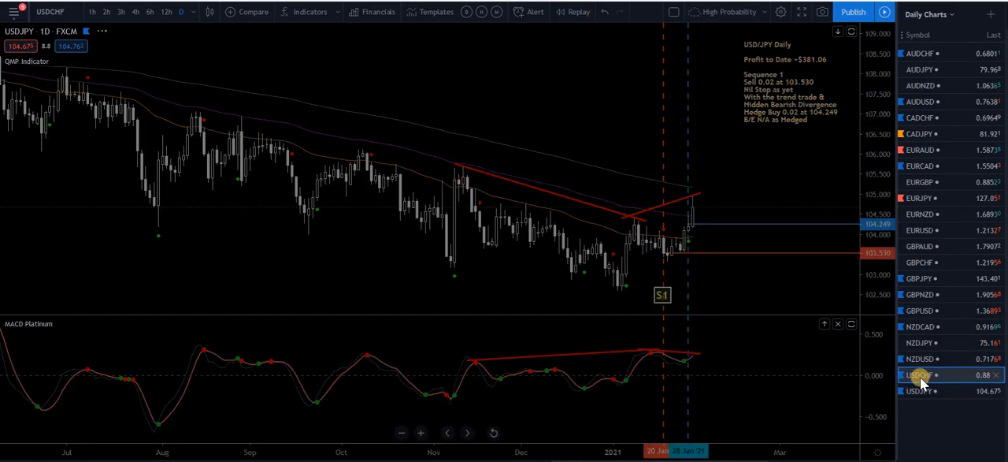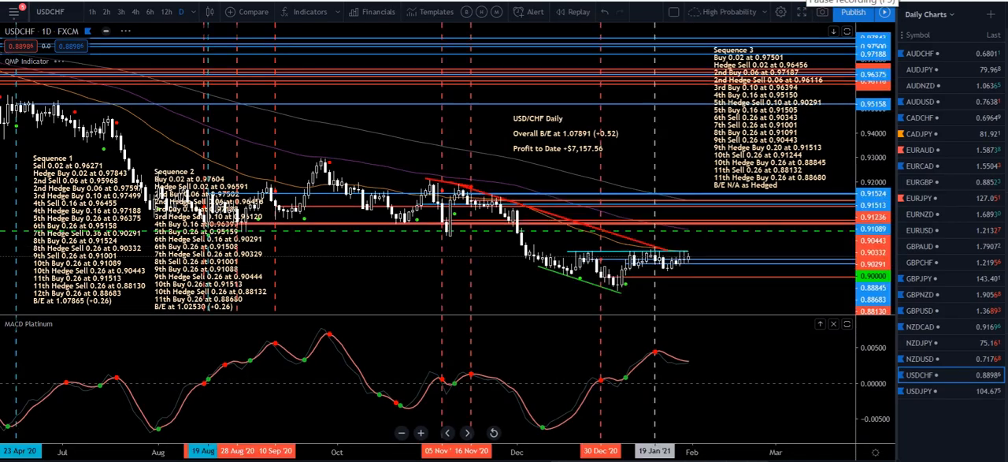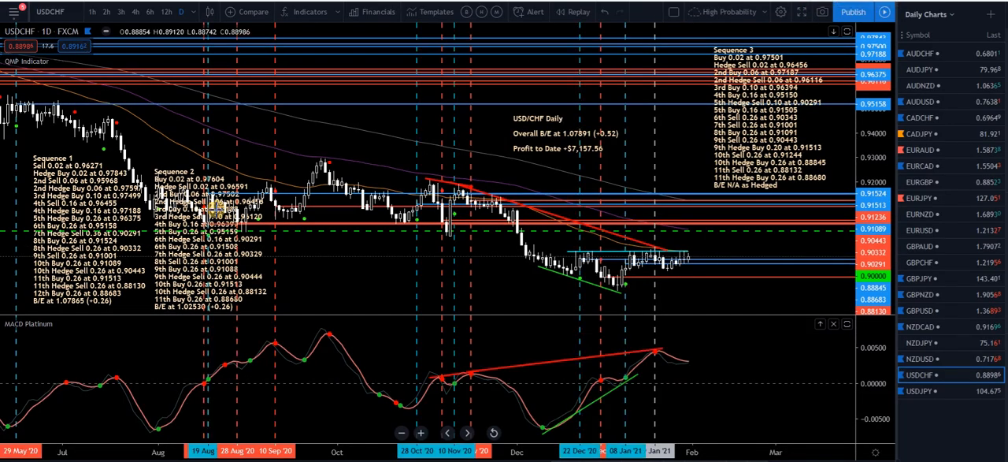USD Swiss franc. Now this is one pair. It does cause me grief. You'll see a lot of trades on. You know where they start, back to the left there somewhere. Sequence 1, sequence 2, sequence 3. That's all I've got going at the moment. The good thing is I've got a bit of profit, 7,100. It is causing me grief.